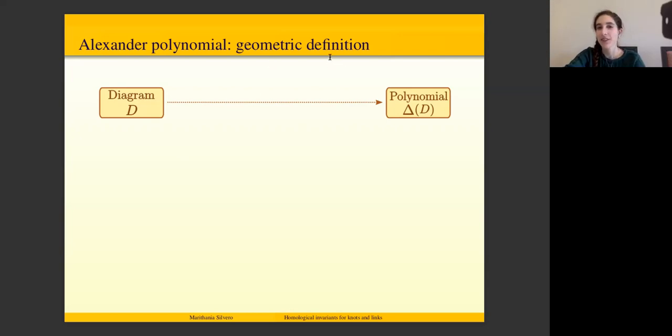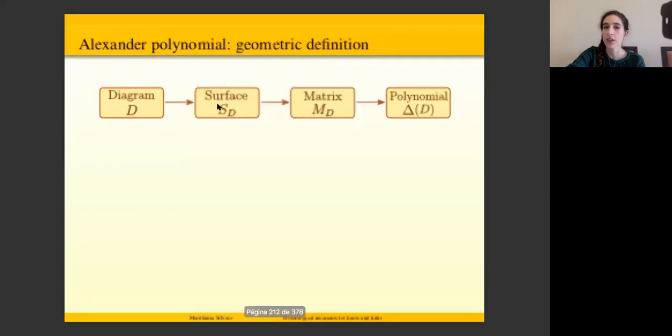So the geometric definition: to a diagram, we want to associate a polynomial. In the way, we are going to associate to each diagram a surface, then to the surface we are going to associate a matrix, and then to the matrix we are going to associate the polynomial. So this is the path we are going to follow.